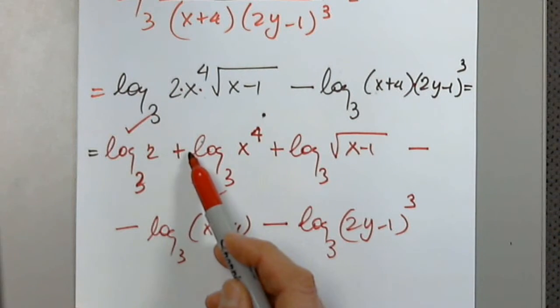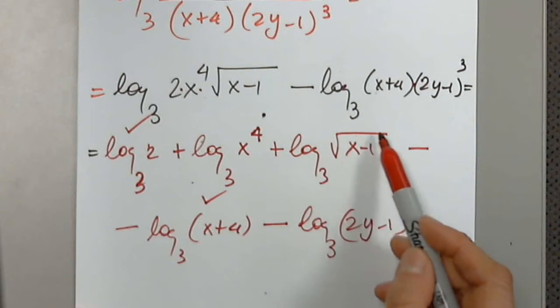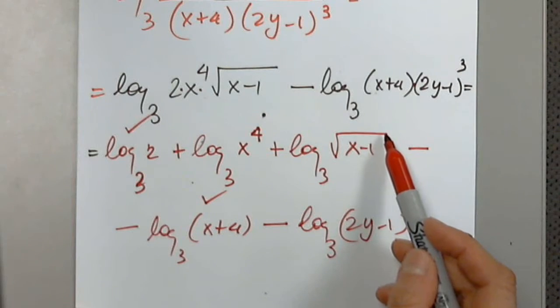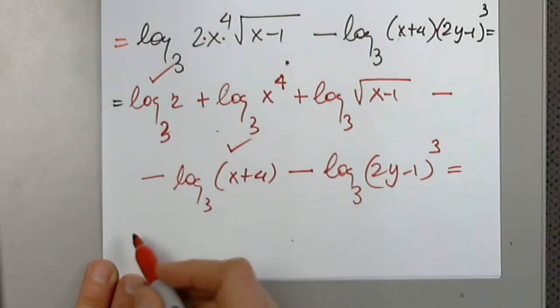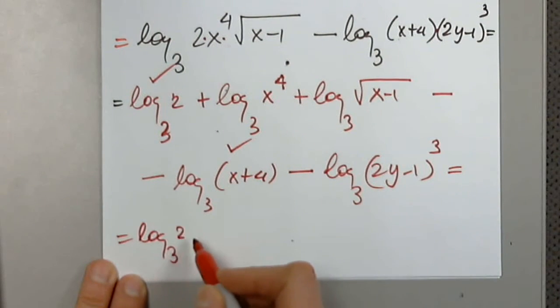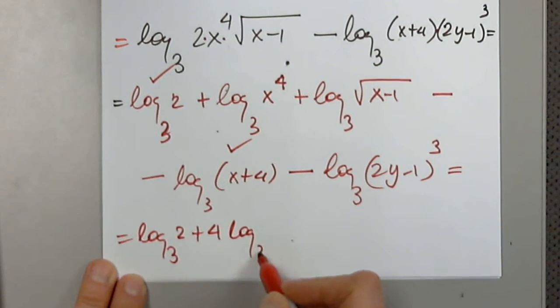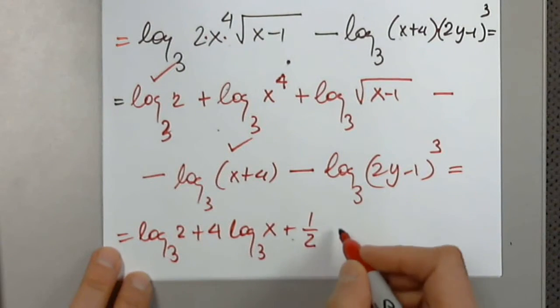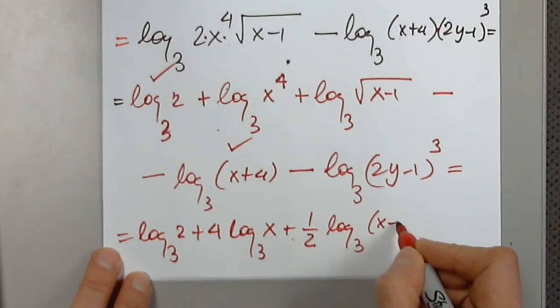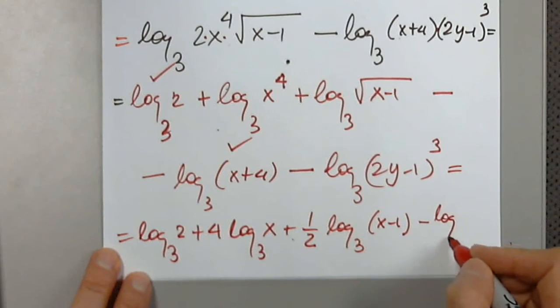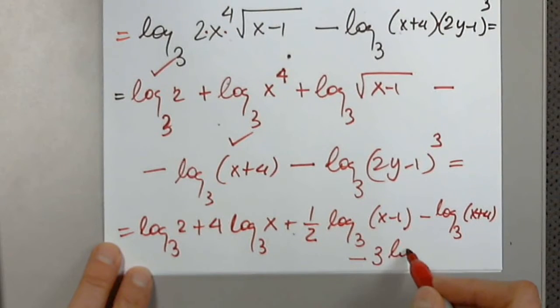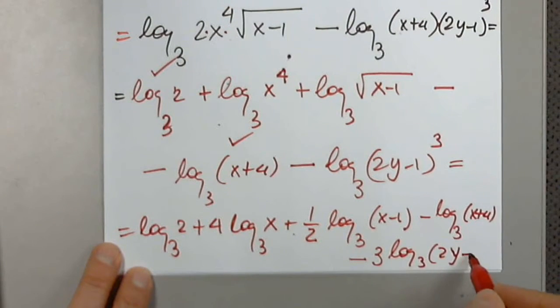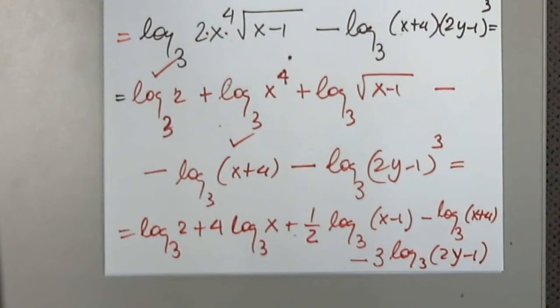But this is a power that goes in front. This is another power. What power is this? 1/2 goes in front, and then power 3 goes in front, and this is it. So log base 3 of 2 plus 4 log base 3 of x plus 1/2 log base 3 of x minus 1, minus log base 3 of x plus 4, and minus 3 log base 3 of 2y minus 1. And there is nothing else we can do here.